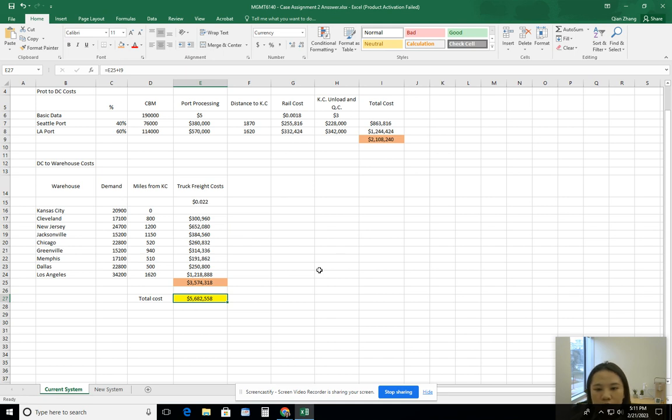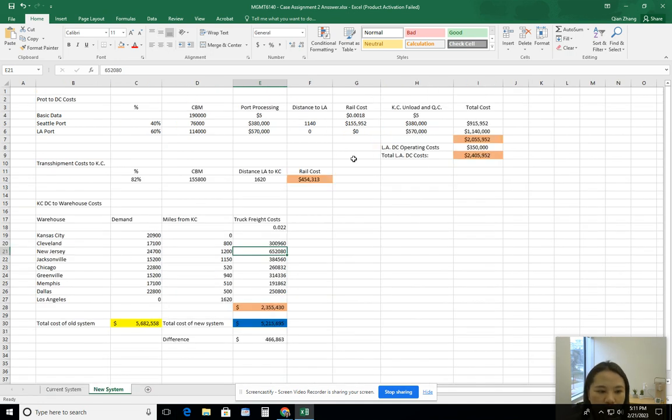Now Grangers is considering changing the LA warehouse to another distribution center. So the logic about how to calculate the total cost is the same, but we just have different numbers and different things we need to consider here. So for the new system, still 40% of importing products come to Seattle, while 16% come to LA. So the CBM are the same. The processing fee per CBM is still $5.